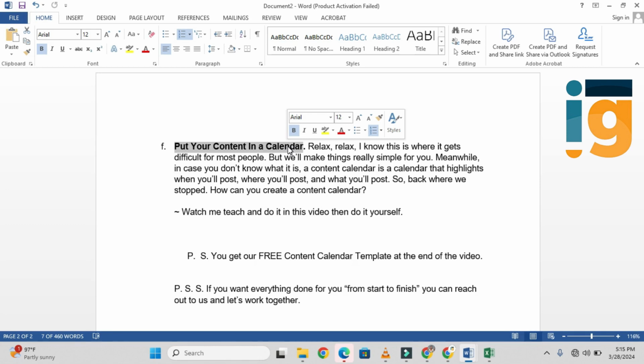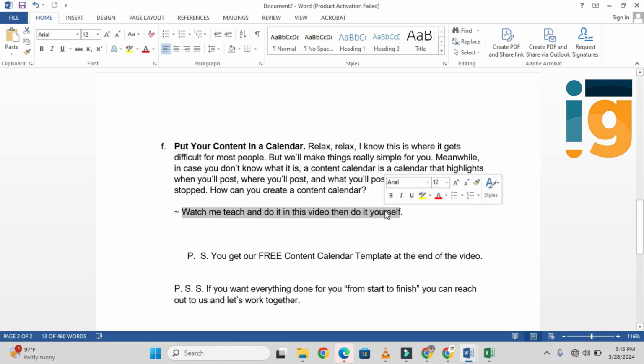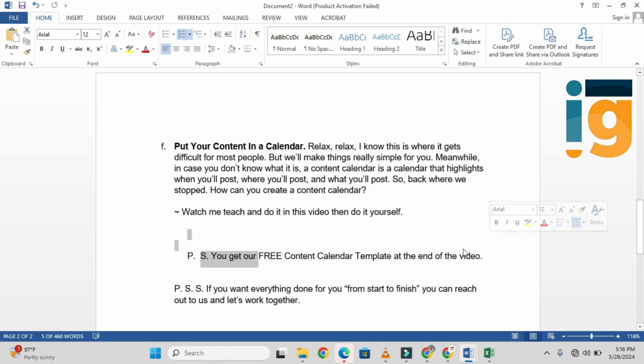Now, how can you create a content calendar? Because this is the last chain of everything. You are going to receive a link to another video where you are going to see how you can do it yourself, and you are also going to get a free content calendar template at the end of the video, just to make sure that you don't do much work. We have actually relieved you of the stress and all of that.